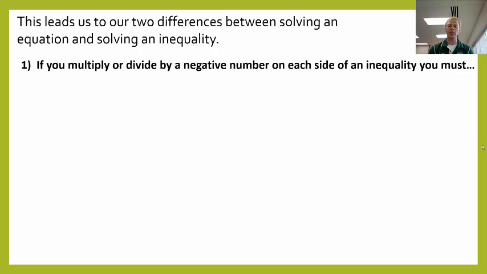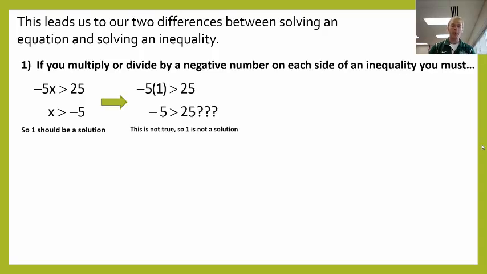Well, let's take a look at an example before we finish this sentence here. If I have the inequality negative 5x is greater than 25, and I divide both sides by negative 5, like we did in our last part of the unit, we get x is greater than negative 5. This means 1 should be a solution, because 1 is greater than negative 5. But when I substitute 1 back in for x, notice I get that negative 5 is greater than 25. That's not a true statement. So what that tells us is 1 can't be a solution.